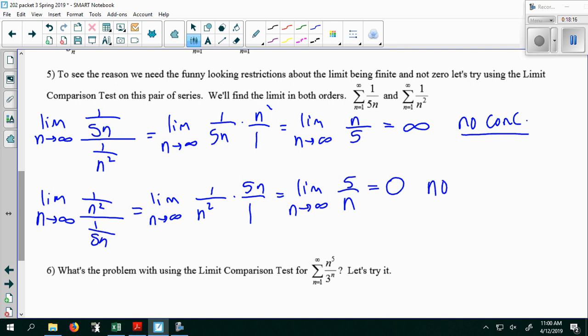So again, that tells us nothing. We happen to know that they have different behaviors, which is why we got infinity and 0.